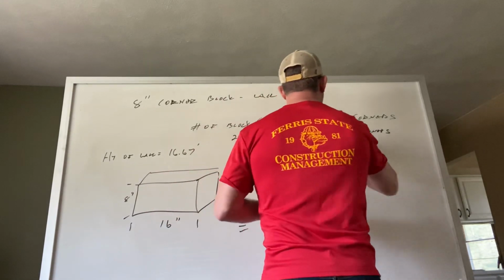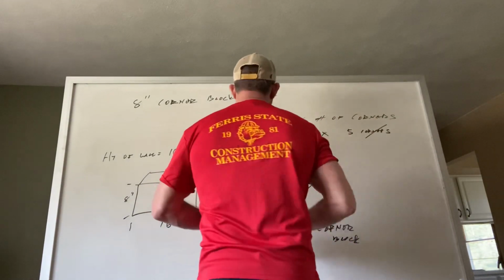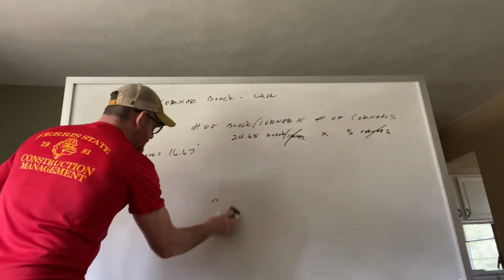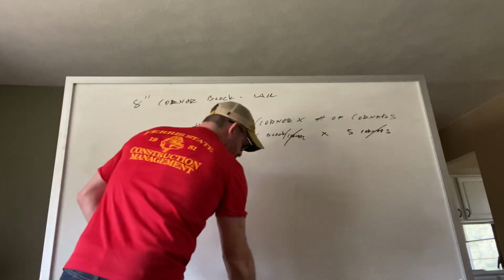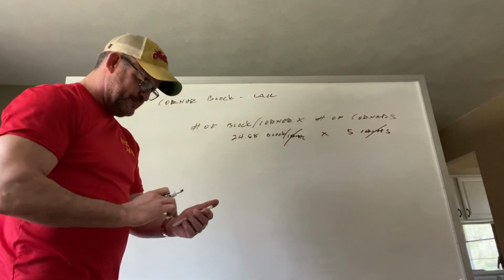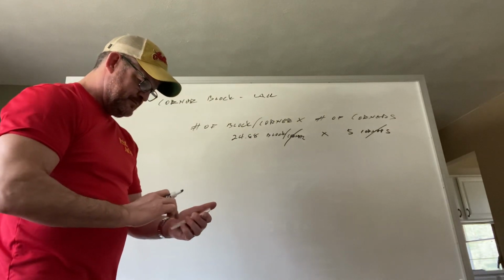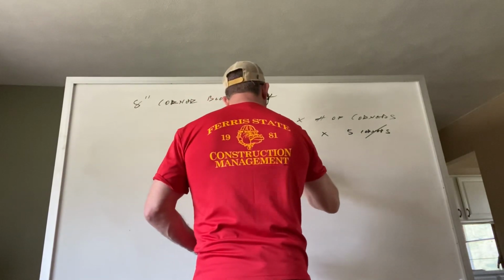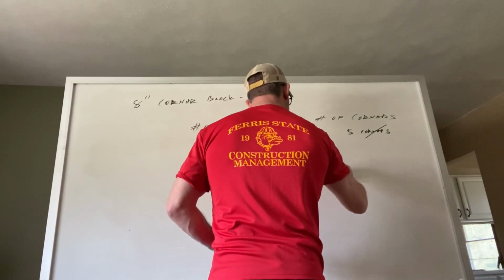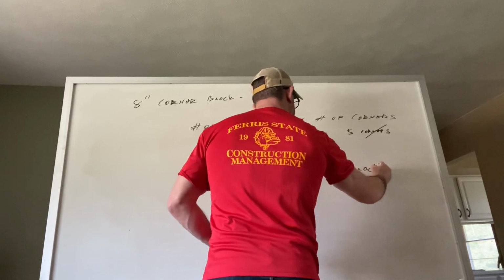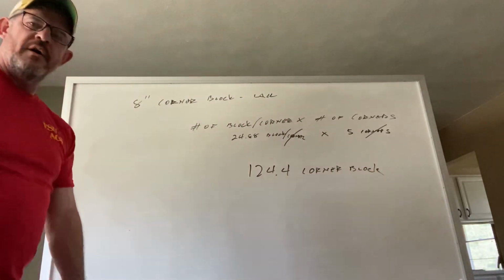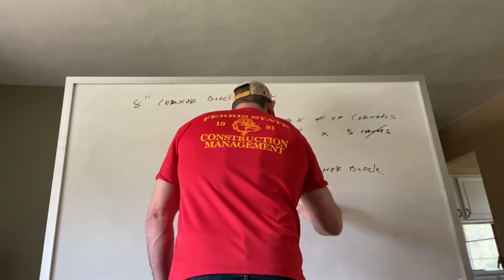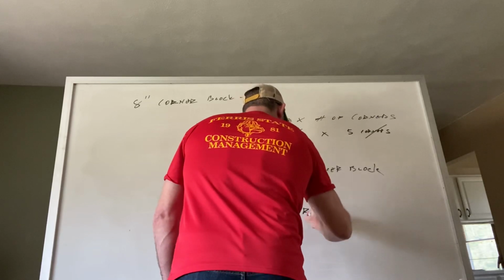Okay, and I have 5 corners. My corners are going to cancel. I'm going to do that math. 24.88 times 5, and I'm going to get 124.4 corner block. Again, I can round either way. I could say 124 or 125. We will say 124 corner block, 8-inch corner block.